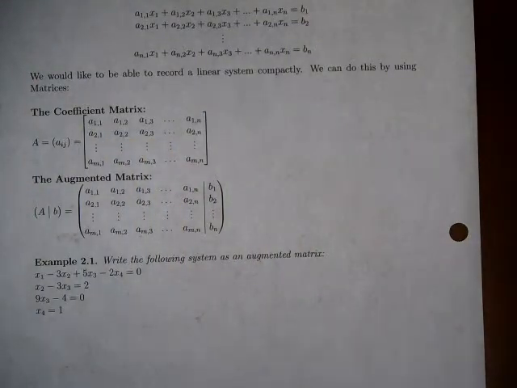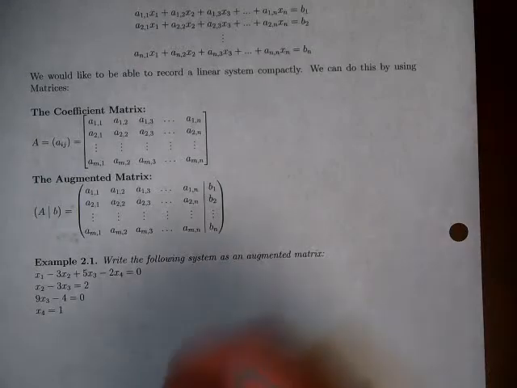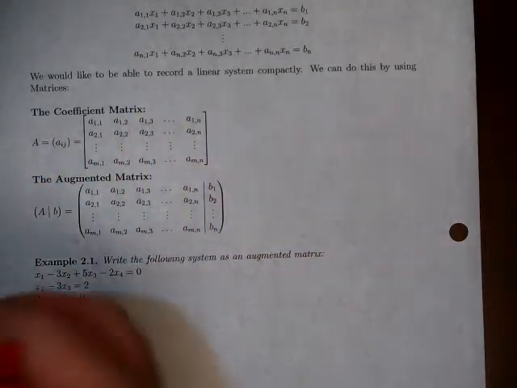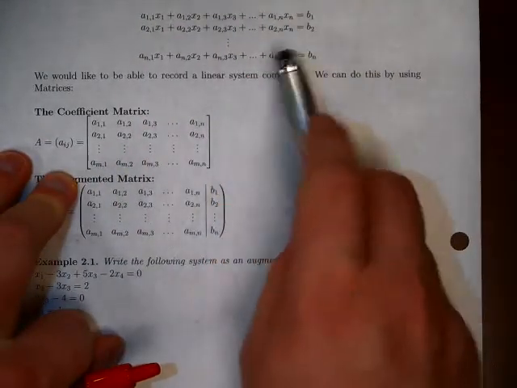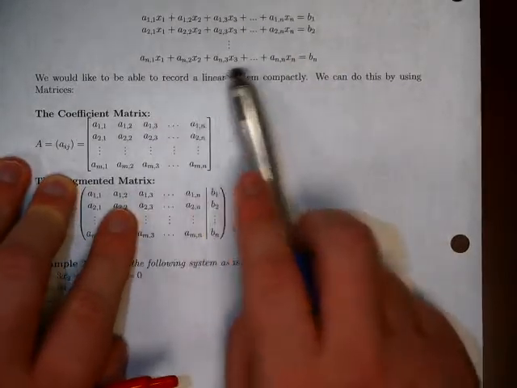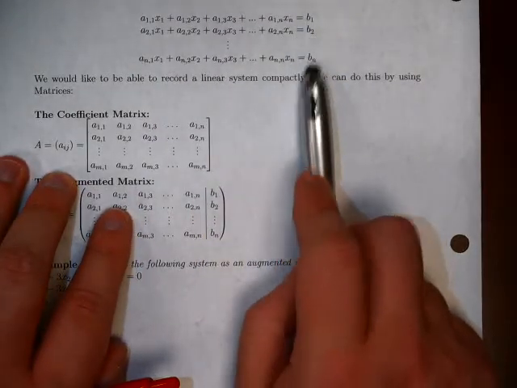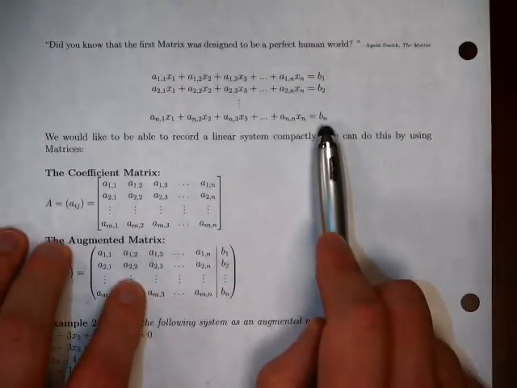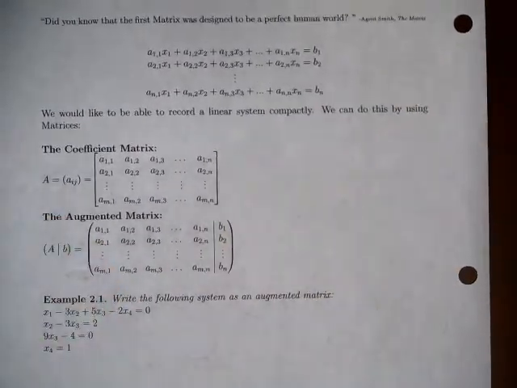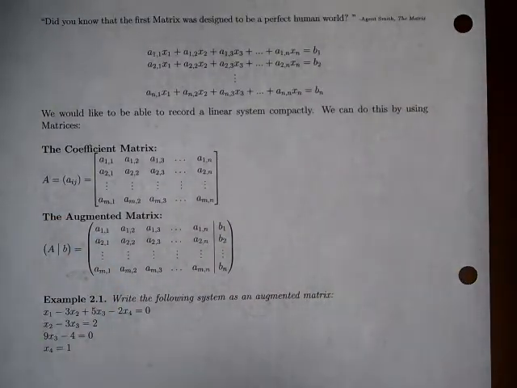So what we'd like to be able to do is record our linear systems compactly. If we have to write x1, x2, x3, all the way through xn, and write each of these coefficients, and write all of these things on the other side of the equation, that's going to get a little tedious pretty quickly.